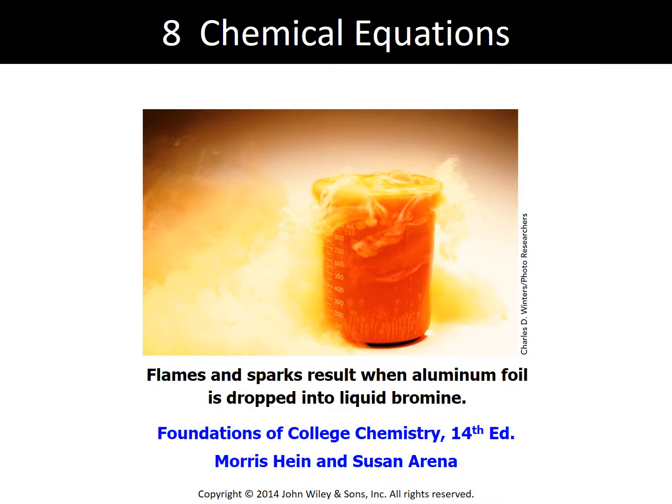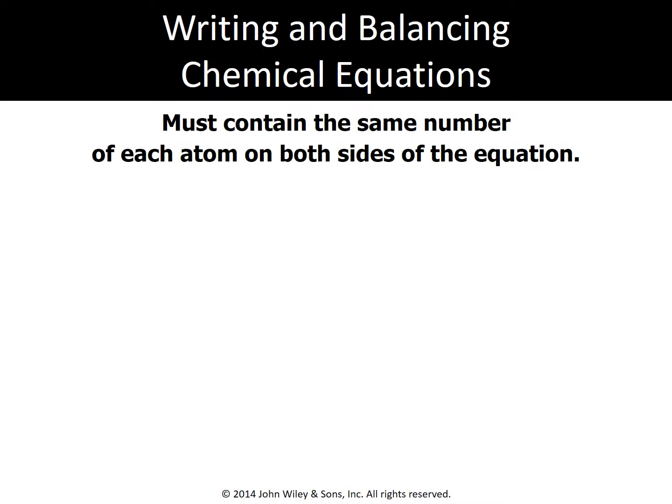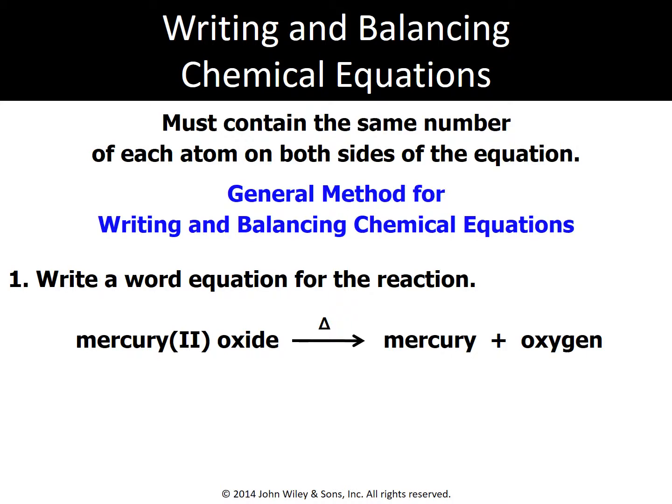This video is going to continue looking at Chapter 8, Section 8.2, writing and balancing chemical equations. Where we left off in the last video, we were writing chemical equations going from words to symbols. Now we're going to make sure that we have the same number of each atom on both sides. So let's take a look at this one.